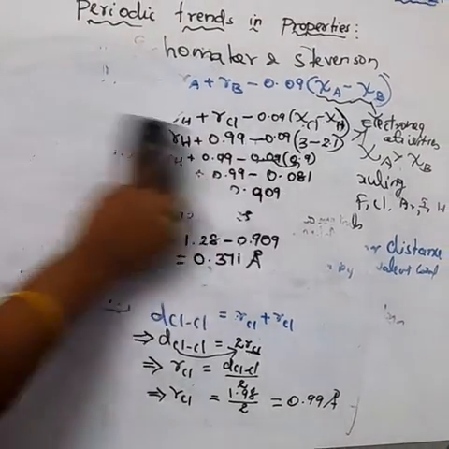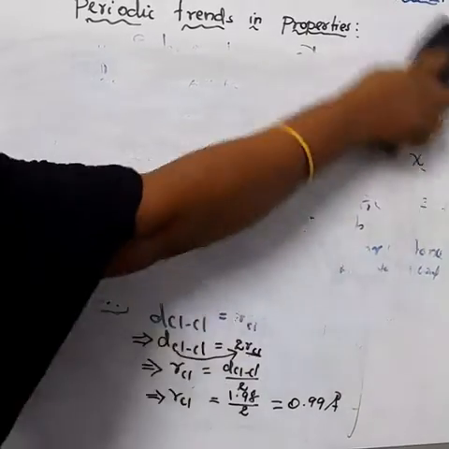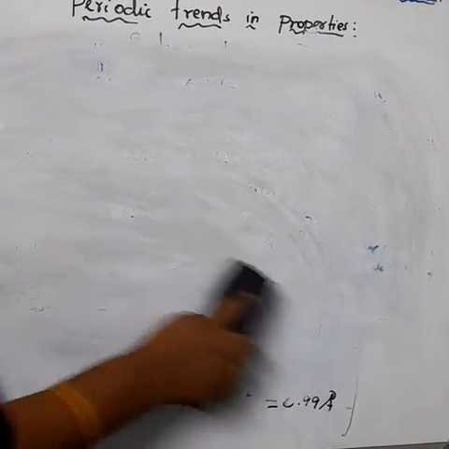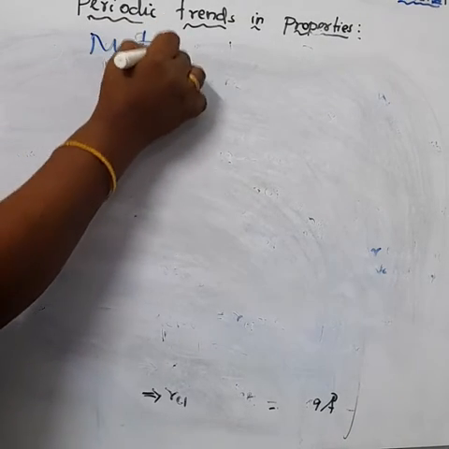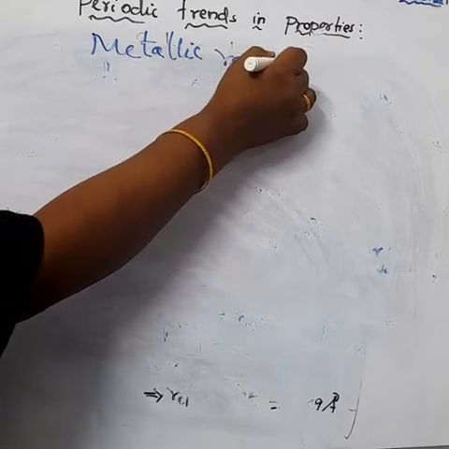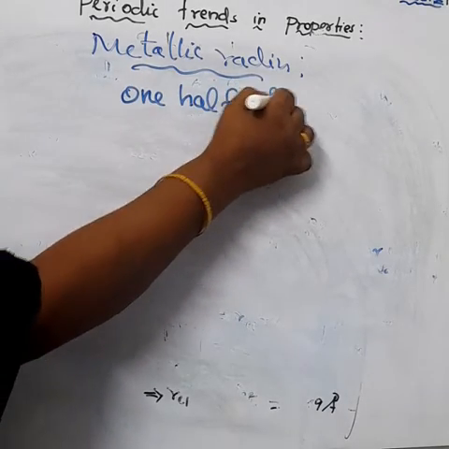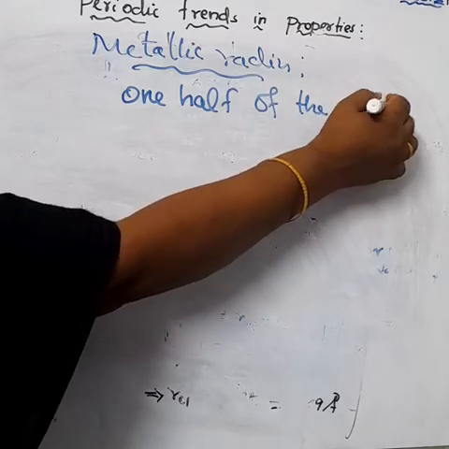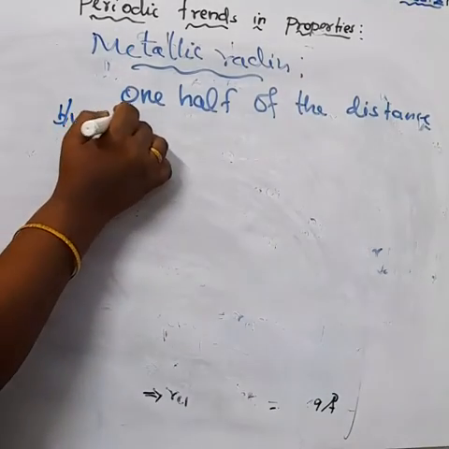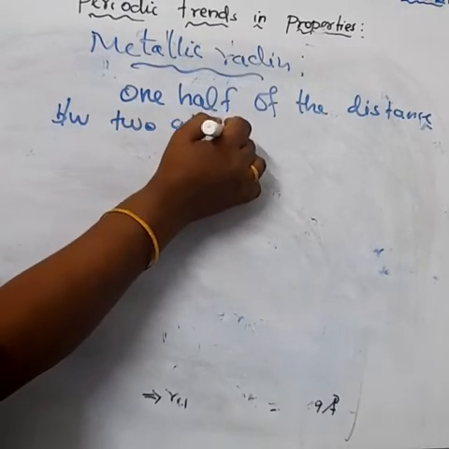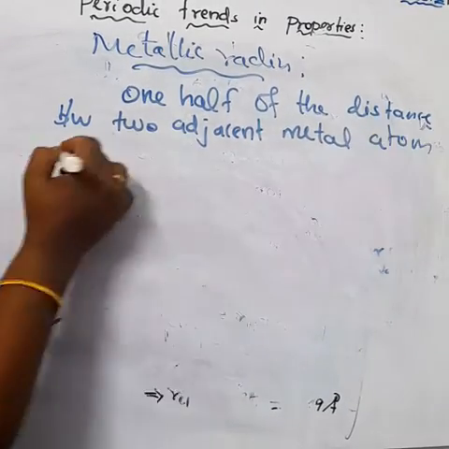Then we are going to study the metallic radius. Metallic radius is defined as one half of the distance between two adjacent metal atoms in the closely packed metallic crystal lattice.